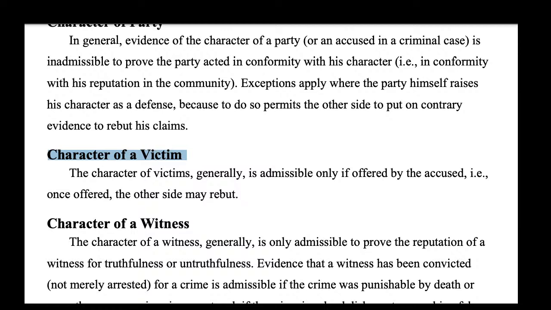Character of a victim. Character of victims generally is admissible only if offered by the accused. An example, once offered, the other side may rebut.